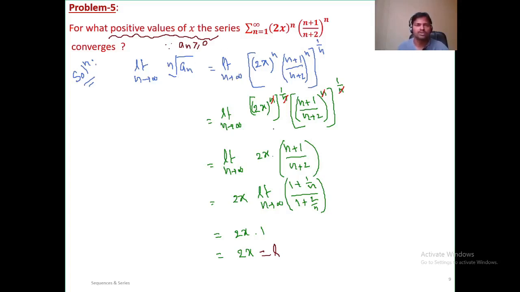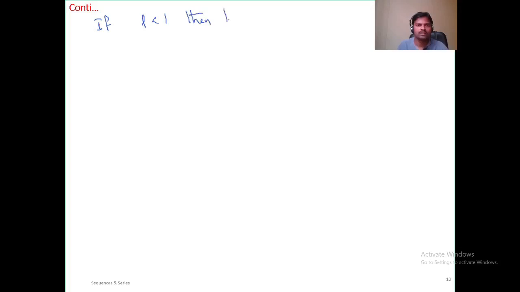Now here the L value is 2x, but the series converges if L is less than 1, right? So if L is less than 1, then the series converges.